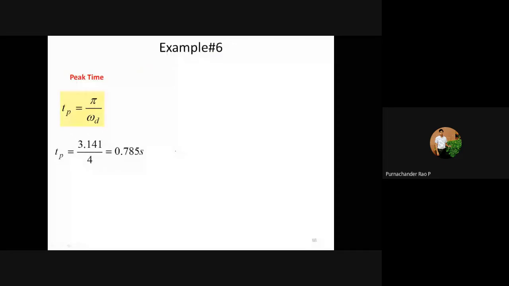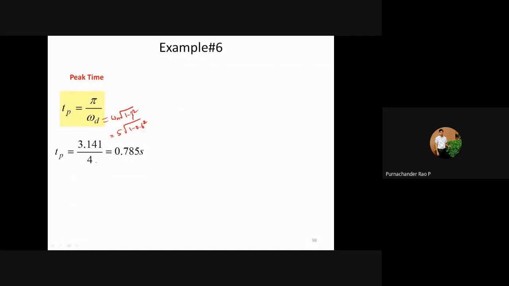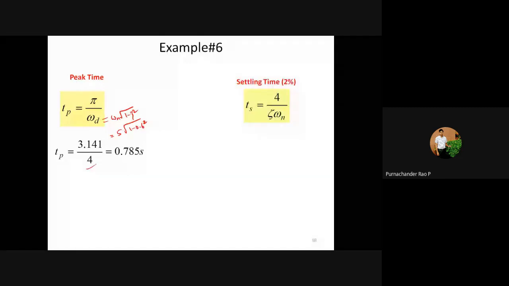Next, Tp. Tp is nothing but pi by omega d. Omega d is nothing but omega n into root of 1 minus zeta square. So this is 5 into root of 1 minus 0.6 square, and you are going to get this value. Then Ts, which is 4 by 0.6 into 5, so this settling time will be 1.33.